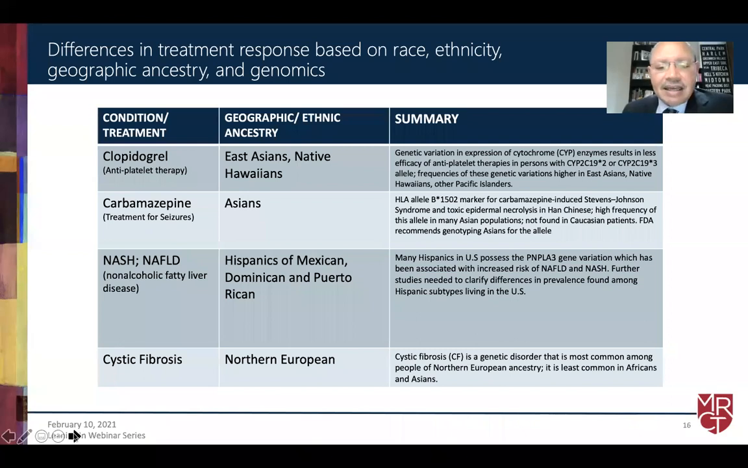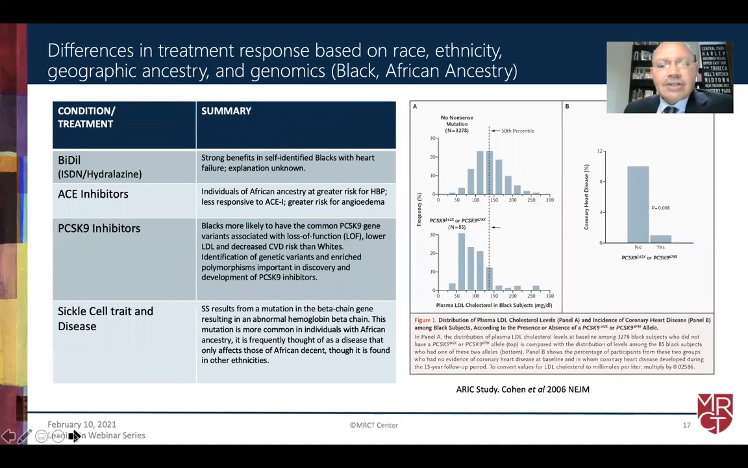So much so that the FDA actually recommends genotyping Asians for the allele if they need to be put on carbamazepine therapy. NASH, a form of non-alcoholic fatty liver disease, is more common in Hispanics, and there's a genetic marker that is helpful in predicting this, although much more needs to be known. And cystic fibrosis, of course, is well known to be a genetic disorder most common among Northern European ancestry. Next slide.